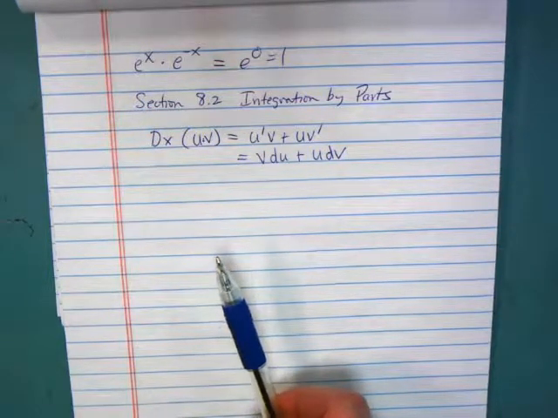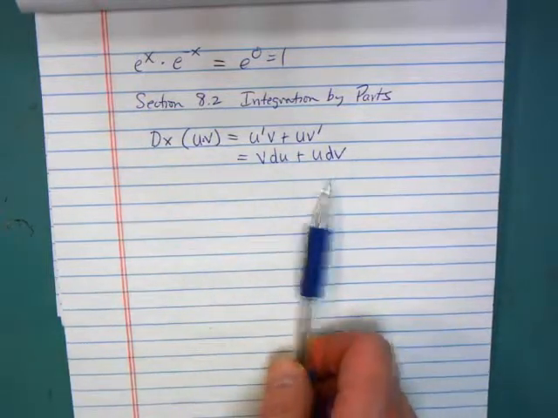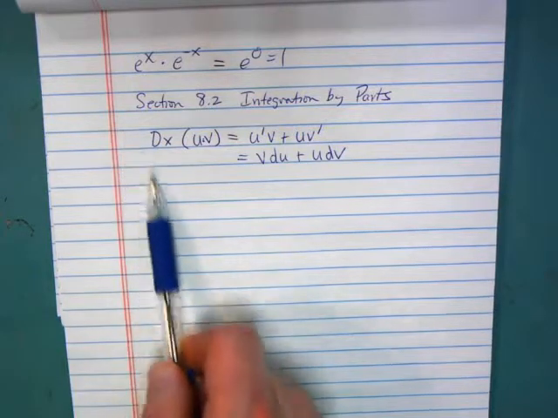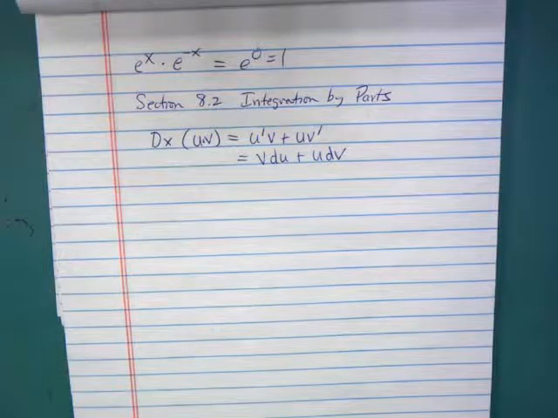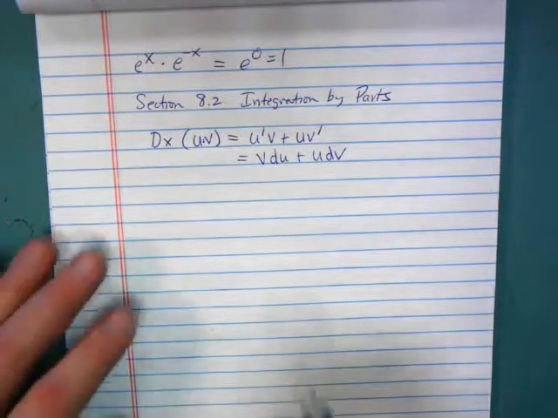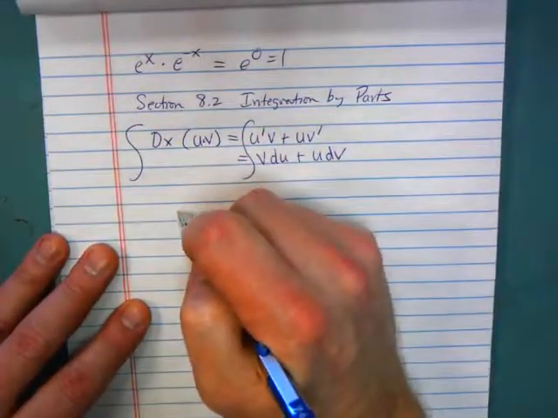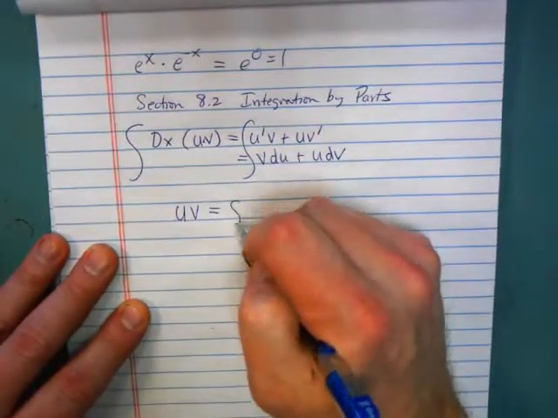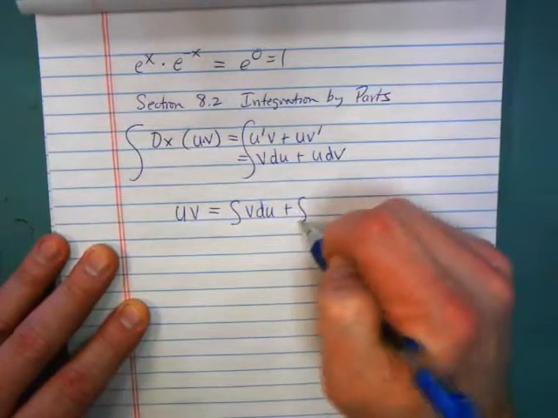Good? All right, so now I'm going to take this equation right here, and I'm going to integrate on the left, and I'm going to integrate on the right. What happens when I integrate on the left? What's the integral of the derivative of u times v? U times v, because integrals and derivatives are inverses. They cancel each other out. So if I integrate both sides, put a big integral symbol here, I get u times v equals integral v du plus integral u dv.